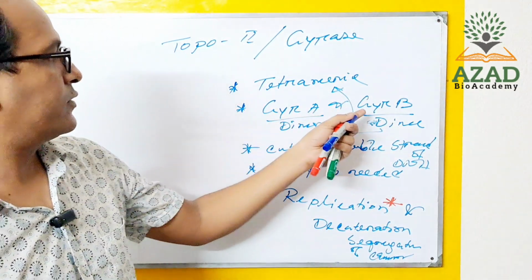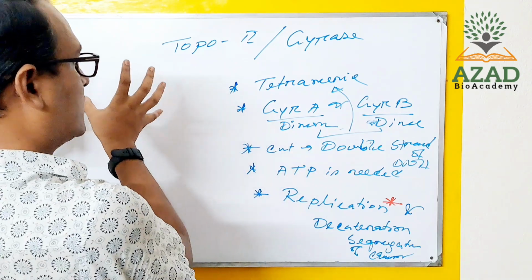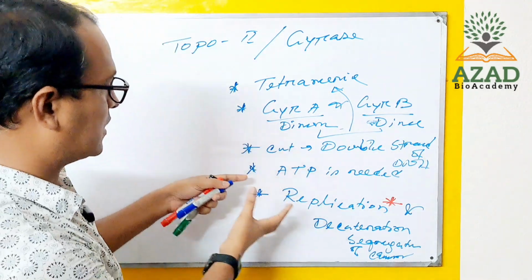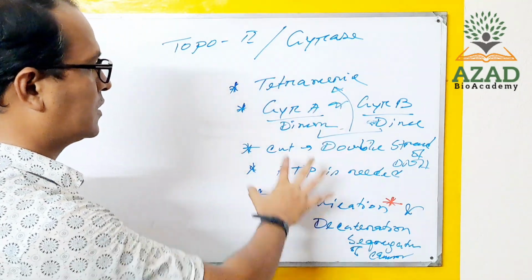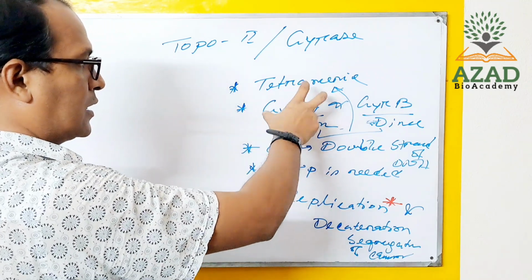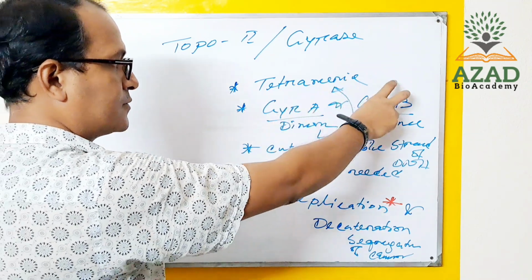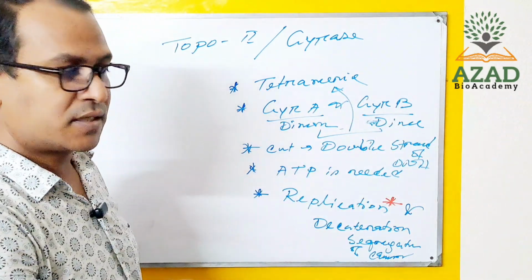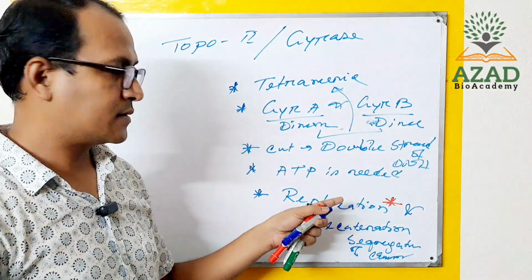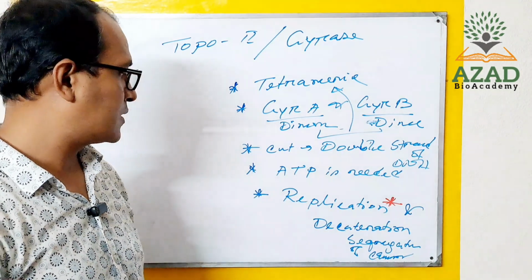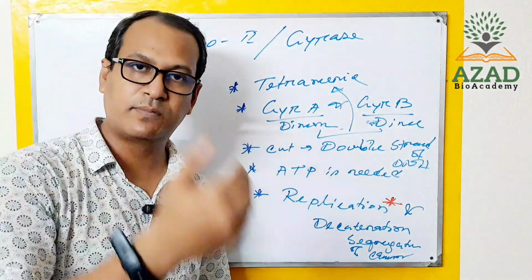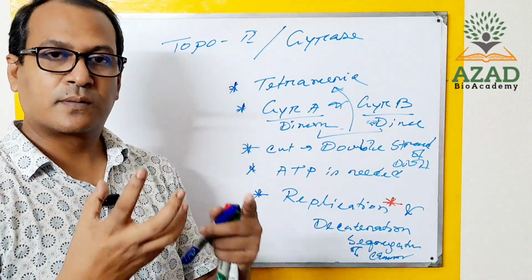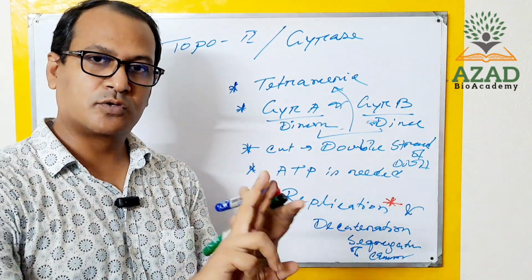So it has two subunits, and now I will show you the rough structure of topoisomerase 2, that is the gyrase enzyme, and how it will work. I will explain it now. So this is the function. It is tetrameric, and it has two subunits, gyrase A and gyrase B, and it will cut the double strand of the DNA at a time, and for that purpose ATP is very important. It will work during replication as well as during the separation of chromosomes, that means from parent chromosome to daughter chromosome.